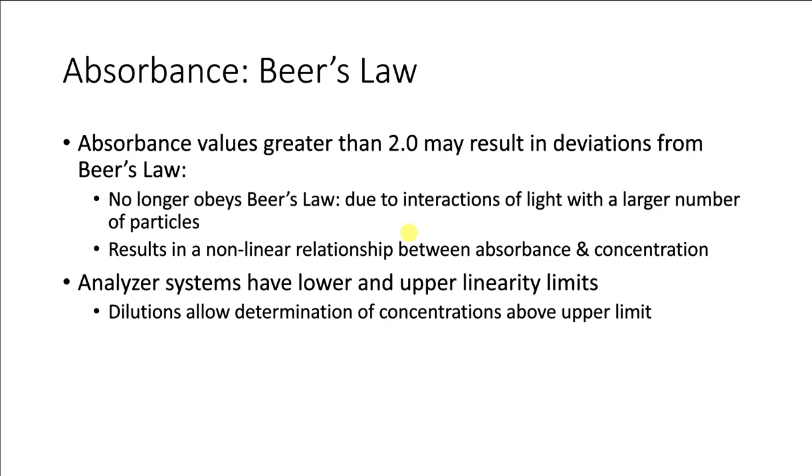So because of this, manufacturers have determined lower and upper linearity limits. So basically, within a certain amount of concentration, the manufacturer says that this measurement is accurate. If we go below or beyond that, then we can't really say that it's accurate anymore, unless you do a dilution. When you dilute something, you lower the actual concentration of the sample, and therefore we fall within this lower and upper linearity limit. And that's the purpose of doing a dilution in clinical chemistry.